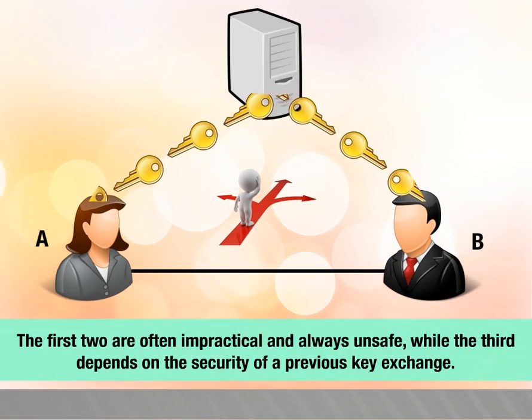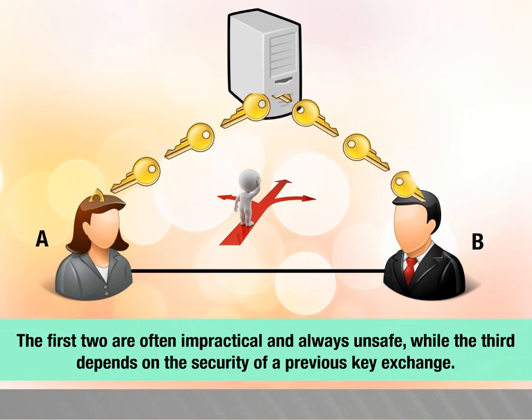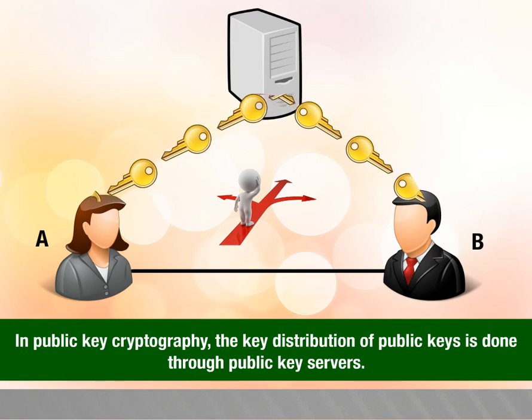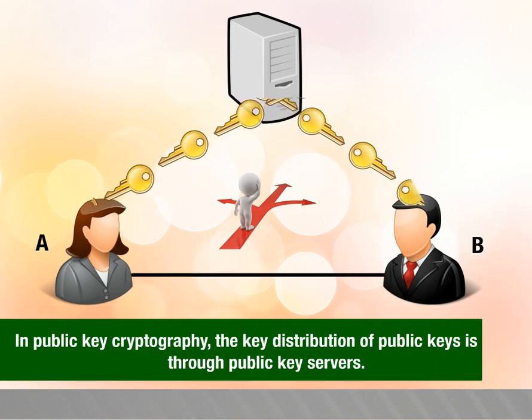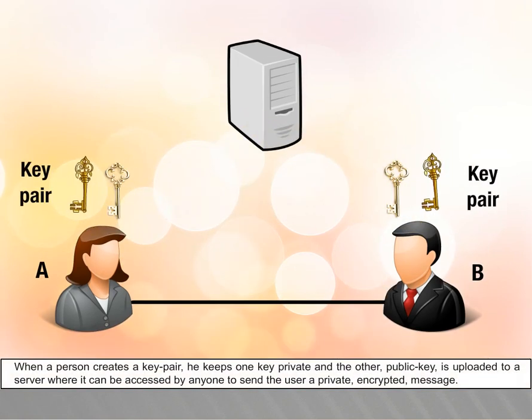The first two are often impractical and always unsafe, while the third depends on the security of a previous key exchange. In public key cryptography, the key distribution of public keys is done through public key servers. When a person creates a key pair, he keeps one key private and the other public key is uploaded to a server where it can be accessed by anyone to send the user a private encrypted message.